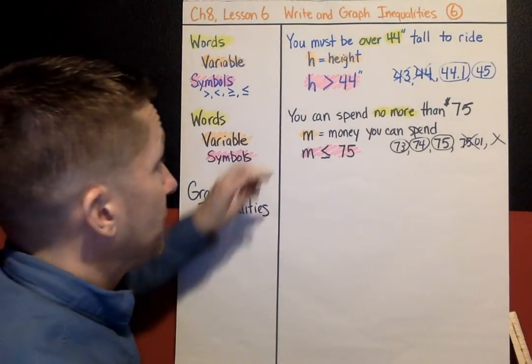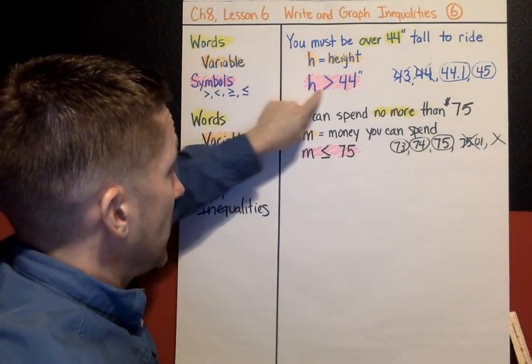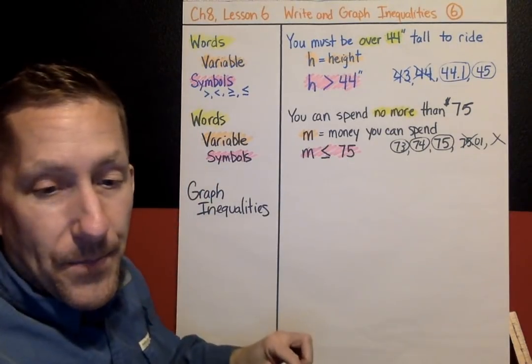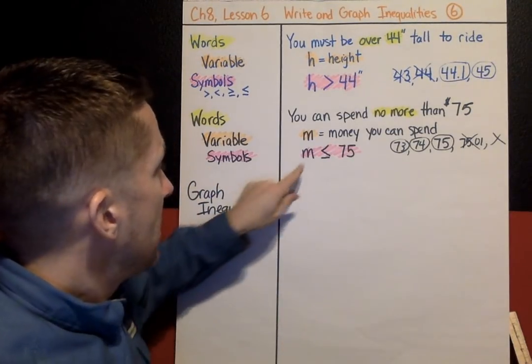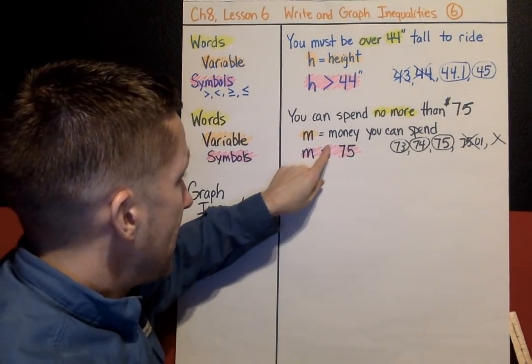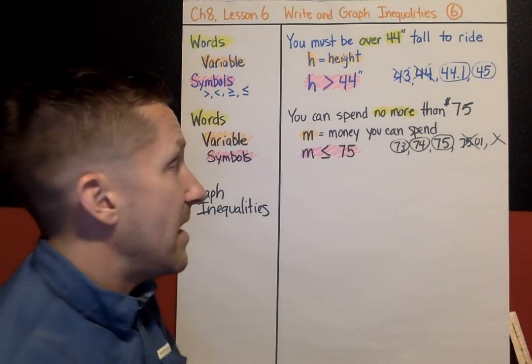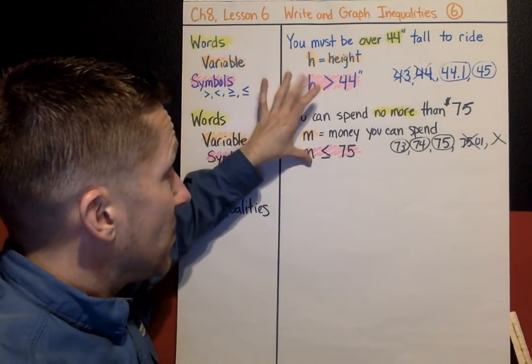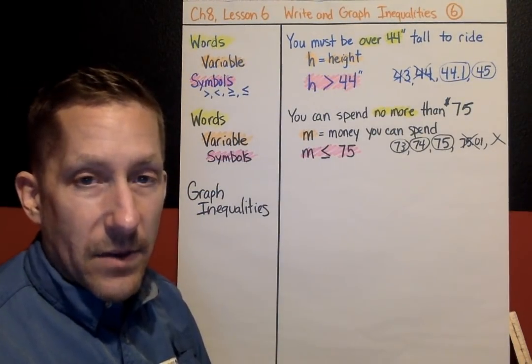So here we've got an inequality: your height has to be greater than 44. And this one, your money has to be less than or equal to 75. Now we're going to graph these two inequalities on a number line.